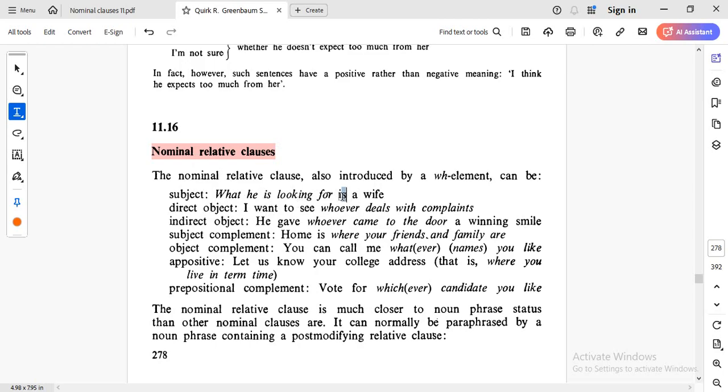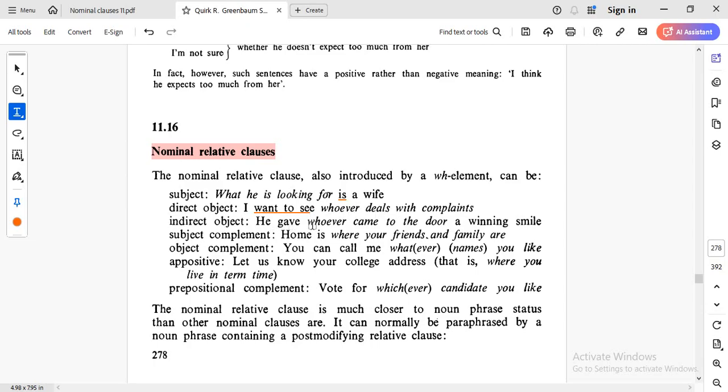And this is the main verb. And a wife is a subject complement. What he is looking for is the subject of this sentence. I want to see whoever deals with complaints. I subject, want to see is a verb, and whoever deals with complaints, this is a nominal relative clause functioning as a direct object.